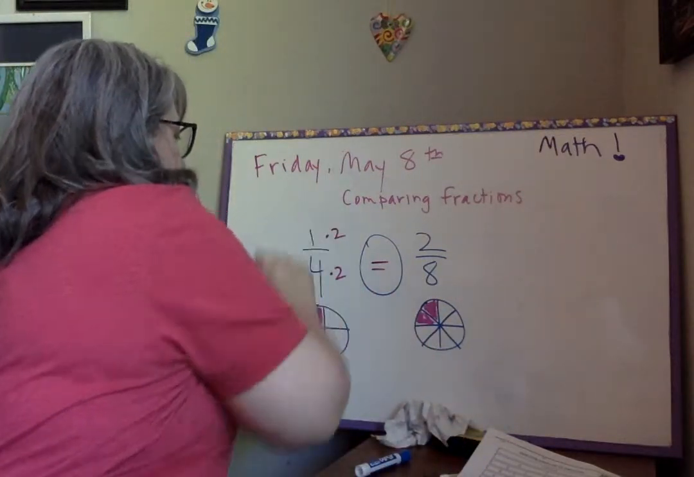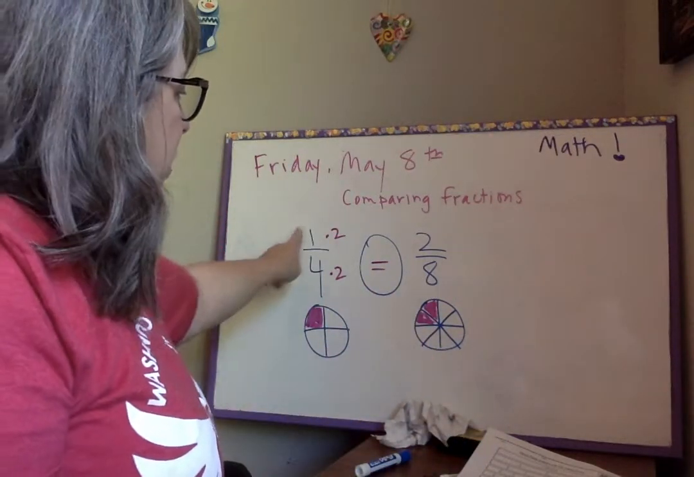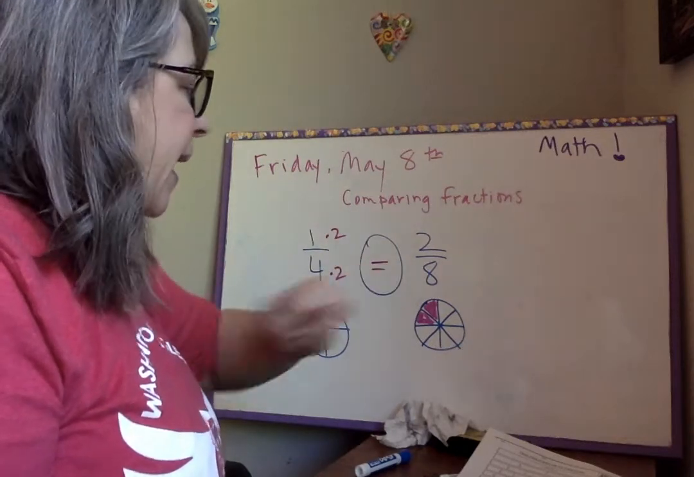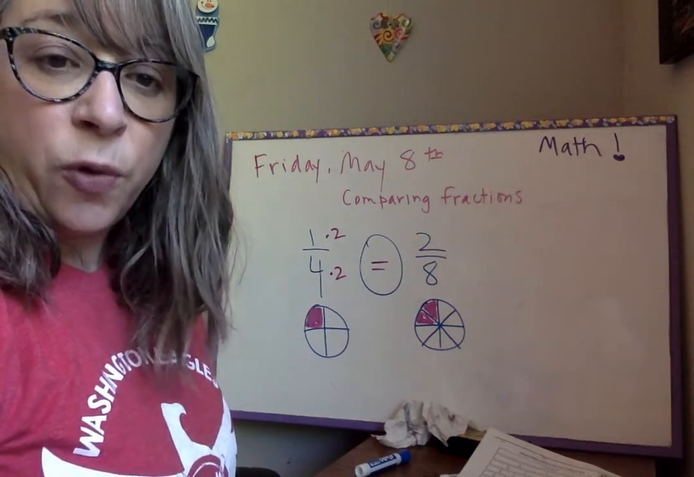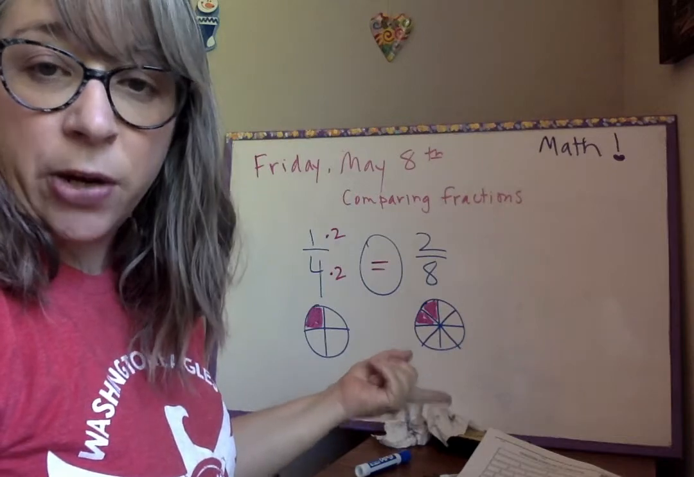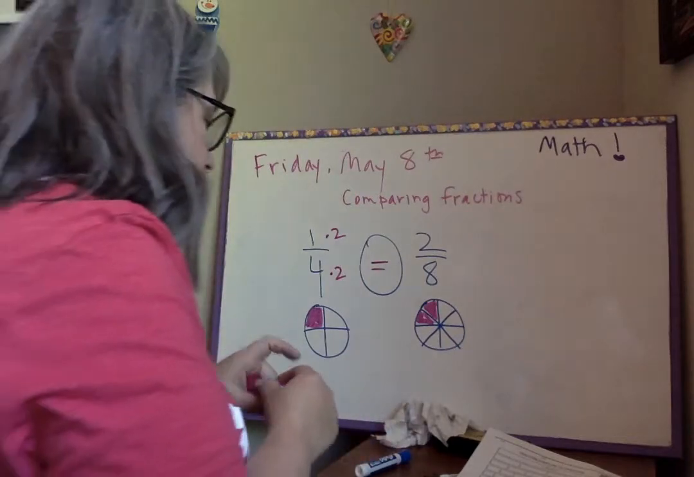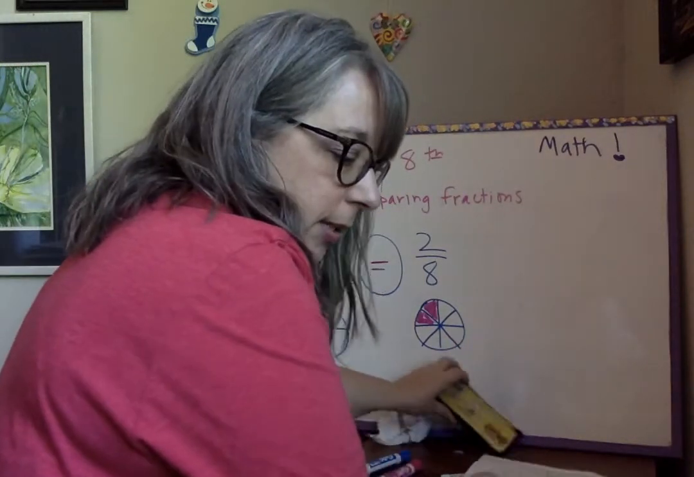Yeah, we're going to multiply the 2 up here. 1 times 2 is 2. 4 times 2 is 8. So 1/4 and 2/8 are equivalent fractions. They're equal to each other. All right, so let's try another one.